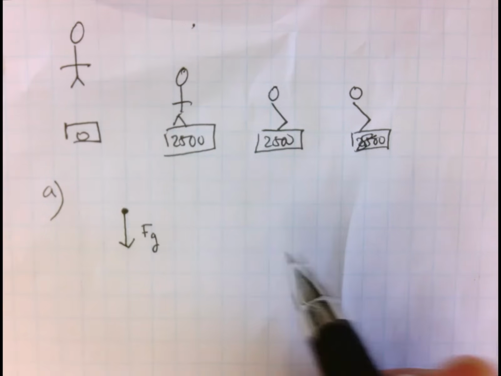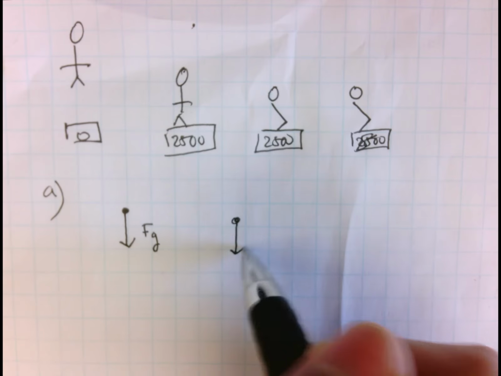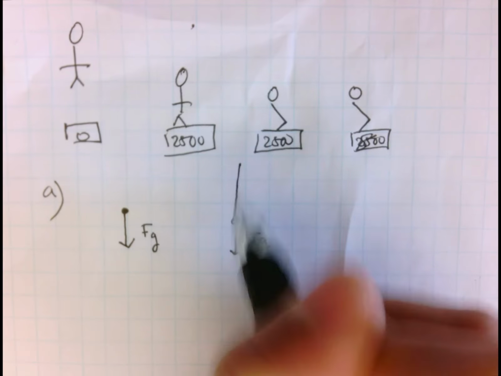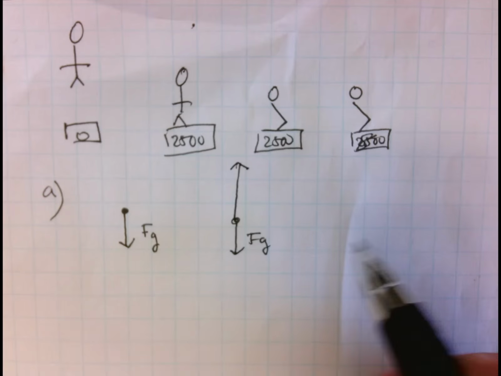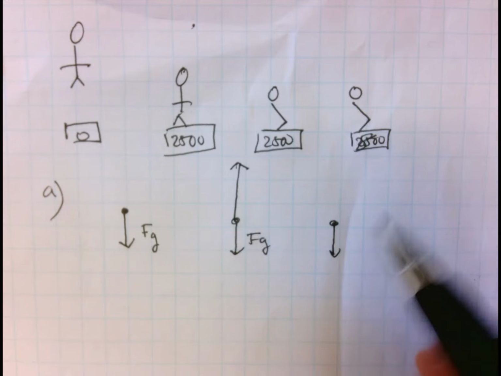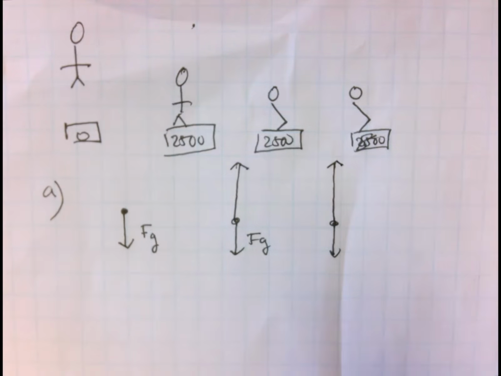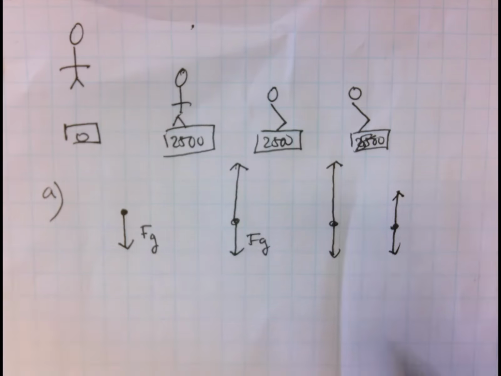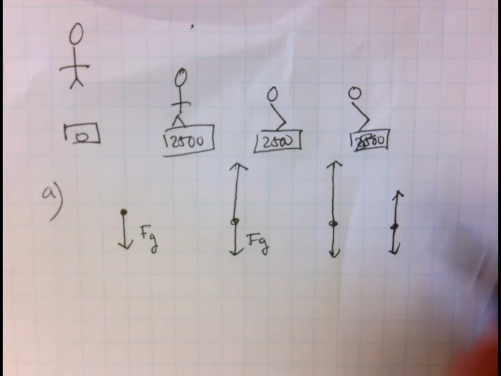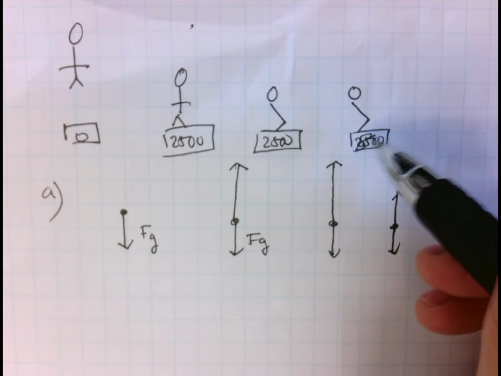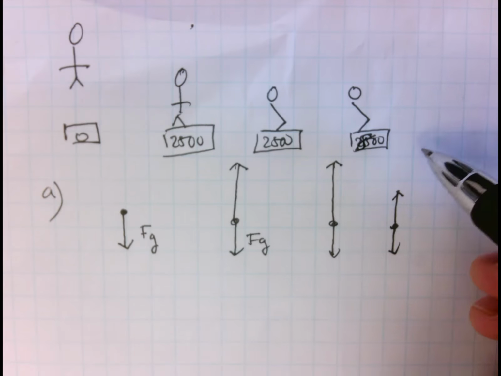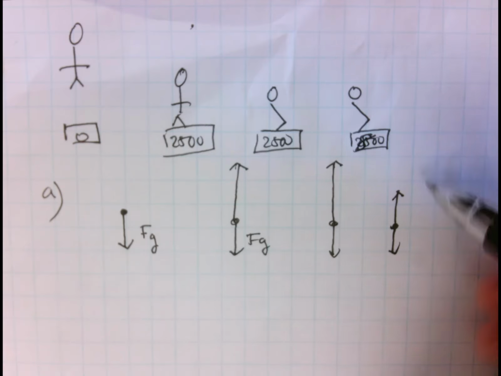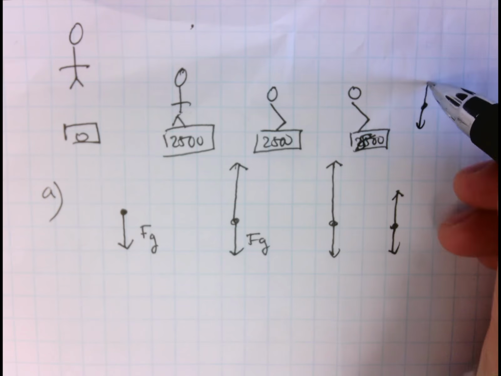And in the second scenario, we know that there is now gravity and a normal force. And in the third scenario, there's also gravity and the normal force. And in the last scenario, there's gravity and also a normal force. So we know the magnitudes of the arrows because in the last scenario, it's given that the scale reads 800. And we know that this is when the person is at rest, so the normal force here is going to equal the same force as gravity.